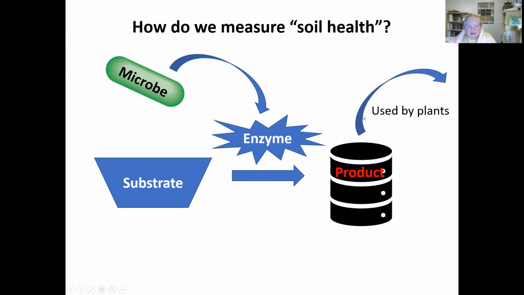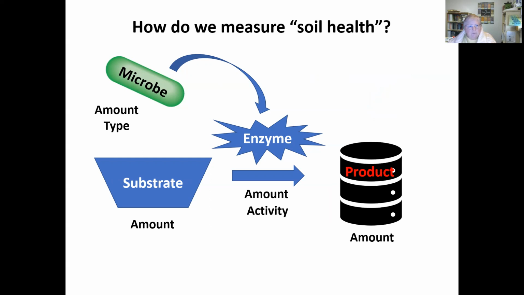That product is then used by plants for growth and production. We don't harvest the product of the microbial activity. We harvest the product of the plants that rely on the products from the soil microbiome. We can measure the amount of microbes or the type, the amount of substrate, the amount of enzymes or their activity, and the amount of product.